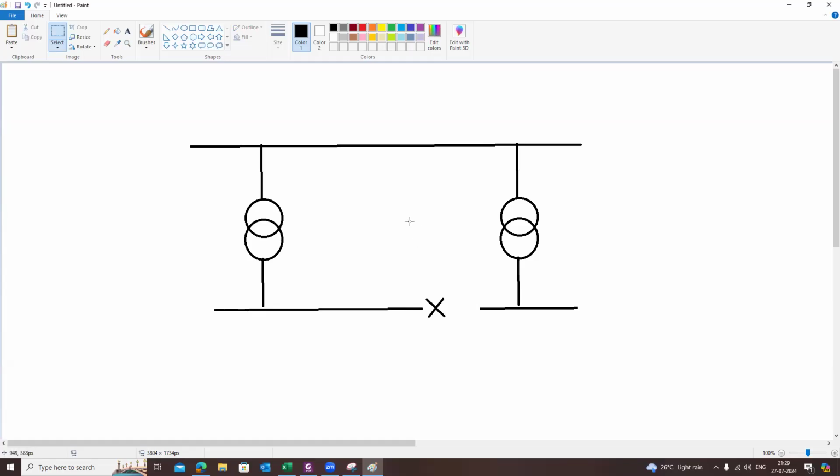Fine. So let's suppose this is a small network configuration. I think everyone will be aware of this: 2 incomers and 1 bus coupler.